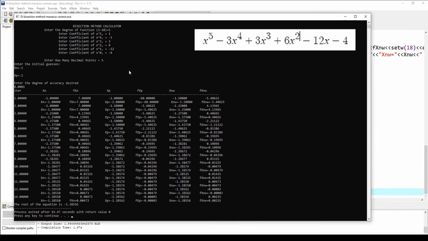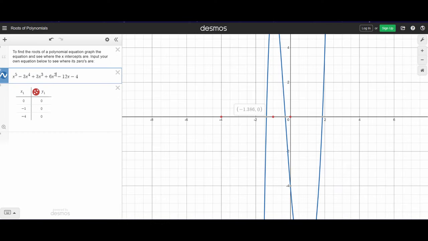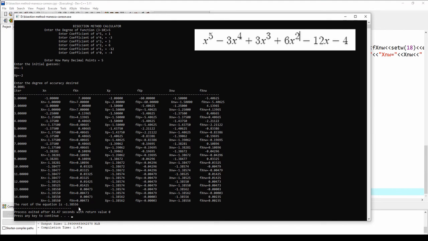The root of the equation is -1.38556. Let's compare it using Desmos. In Desmos, the root is -1.386, which is also the same as the program. But again, this is just one root of the equation.